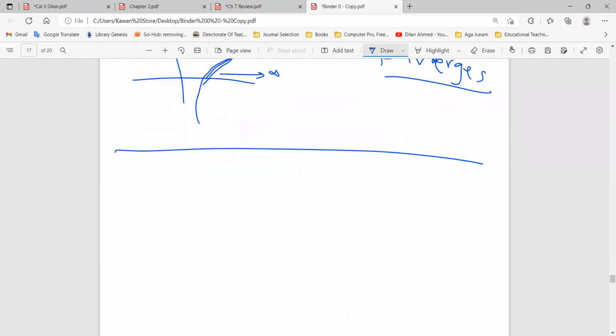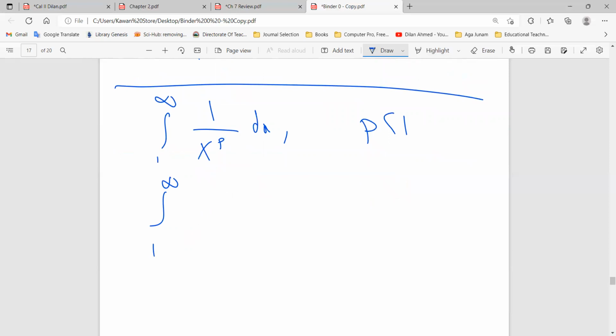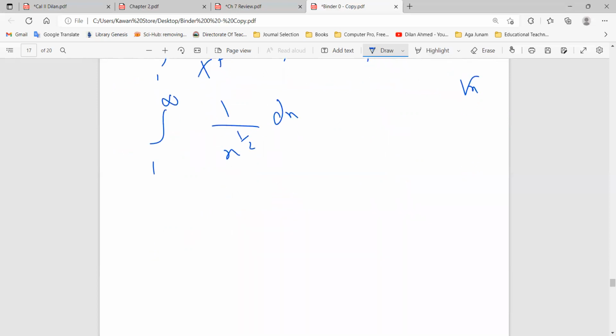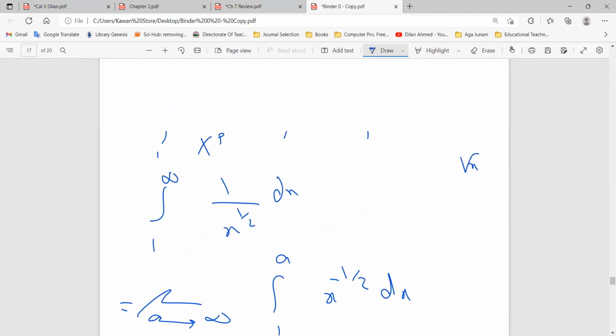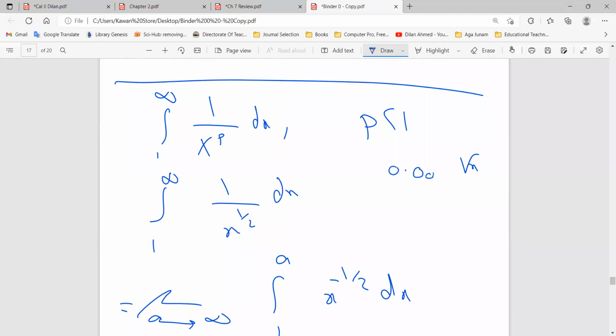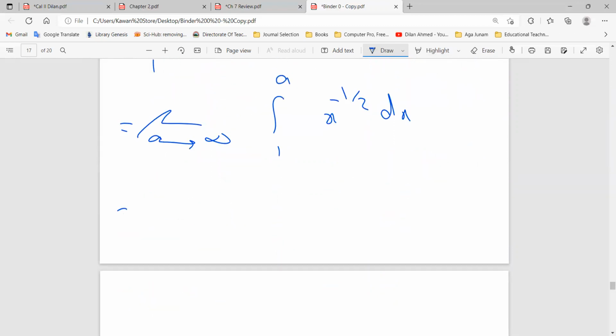I am going to the third case, p less than 1, like what? Like the square root of x, right? So how do we solve that one? Again, limit as a approaches infinity of the integral from 1 to a of x to the power minus 1 over 2. When I say p less than 1, it is also true for 0.05. You got it. The same idea is used here.